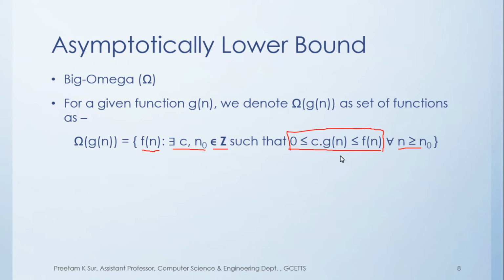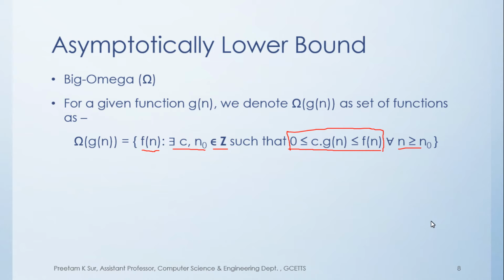So what is it telling? It is telling that if a function g(n) is giving a lower bound to a function f(n), then from the point n0 onwards, you will always find that some constant multiplied by g(n) has a value less than or equal to f(n).